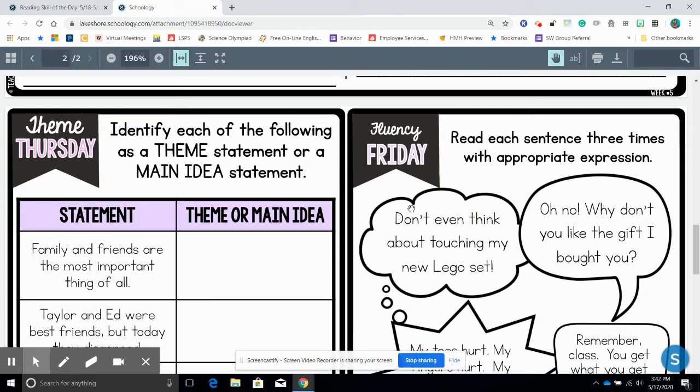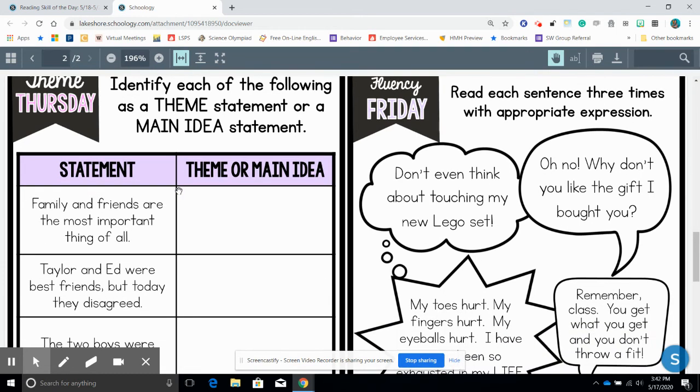For Theme Thursday, you have to identify all of the statements either as a theme statement or a main idea. Remember, theme is like a lesson learned, real life lesson that could be applied to anyone, and it is conveyed through the text, but it doesn't include characters. So it's a life lesson, a statement that we could pass along as advice to other people. A main idea does include characters or specifics from the text, and it tells you what the big picture is of a piece of writing.